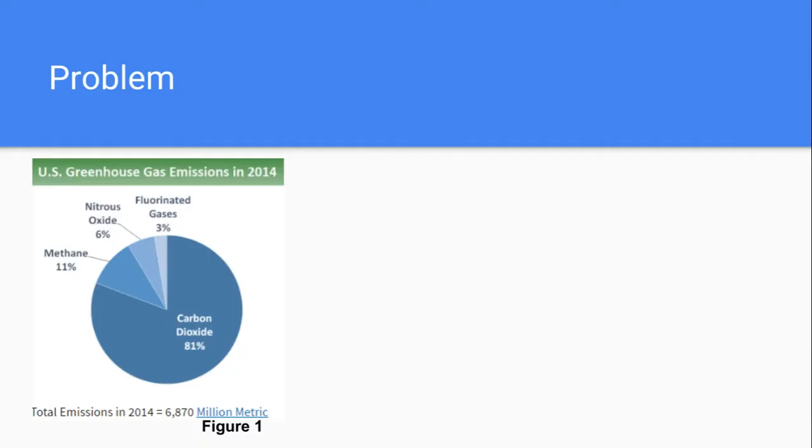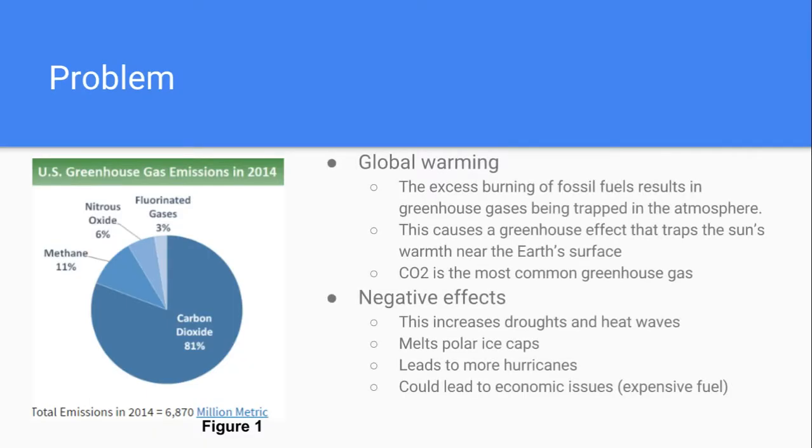The problem is obviously that global warming is a huge issue in today's society. It's led by the gas emissions and the greenhouse gases. Carbon dioxide is the most common greenhouse gas. These greenhouse gases lead to droughts and heat waves, the melting of the polar ice caps, and more hurricanes and earthquakes. It could also lead to economic issues with more expensive fuel because of the constant burning of fossil fuels.